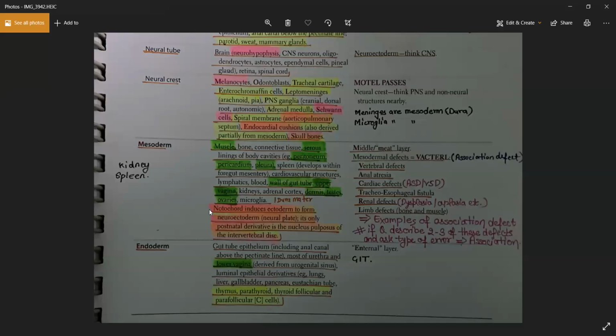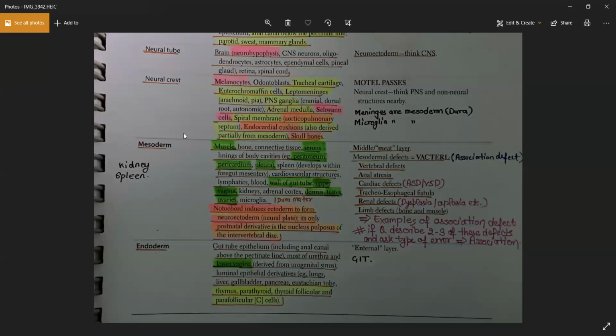The notochord induces the ectoderm to form the neuroectoderm. I told you that forms the neural plate. And the remnant of the notochord is known as the nucleus pulposus. Remember? So that's about the mesoderm.